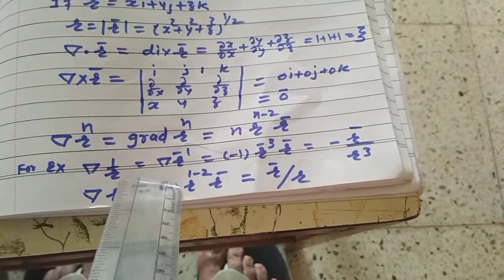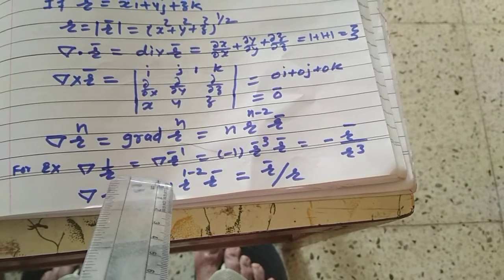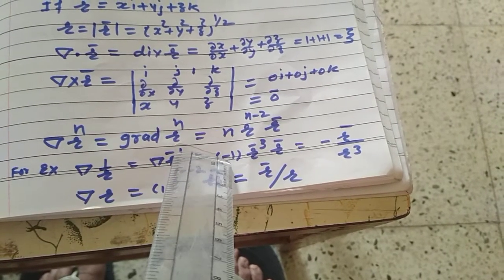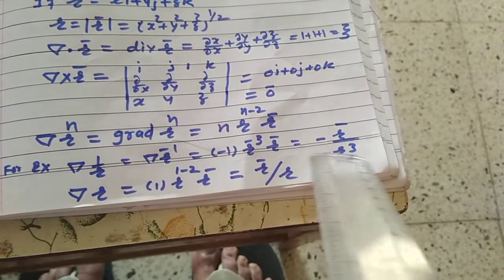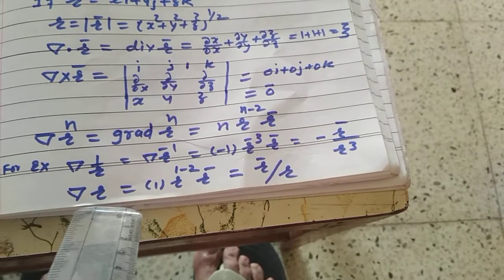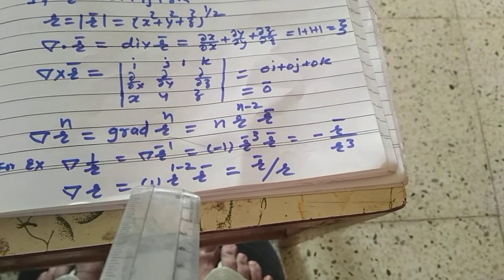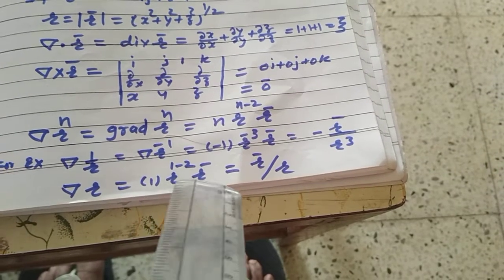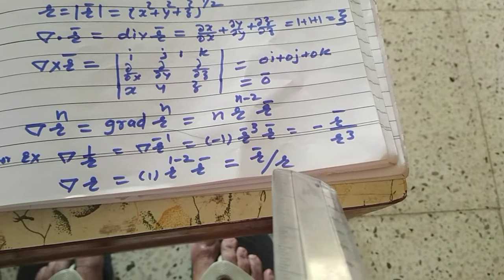For example, suppose I want to find the grad of 1 by r. Here the power of r is minus 1. So put n equal to minus 1 in the above formula, and you will get the result minus vector r upon r cube. Similarly, suppose I want to find grad r raised to power 1. Put n equal to 1 in the above formula, and your result is vector r upon r.